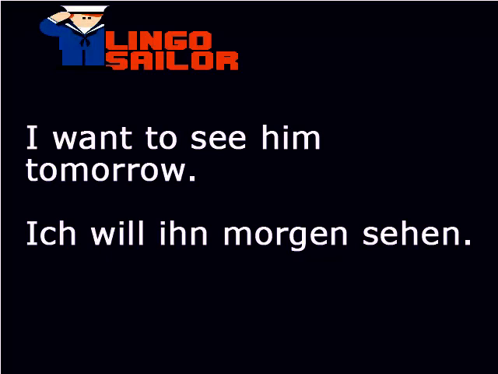Here we need to look at the German sentence structure quickly. The German sentence structure is quite flexible, but in general it's always the following: subject, main verb, indirect object, time, place, direct object, and second verb. So in this case, ich will ihn morgen sehen. Ich will is the subject and the main verb. Morgen is the time. Sehen is the second verb.